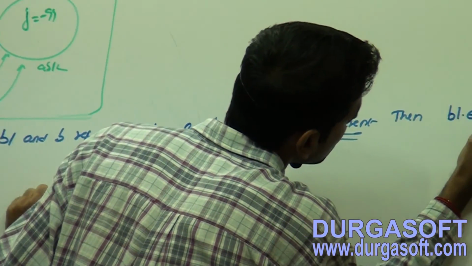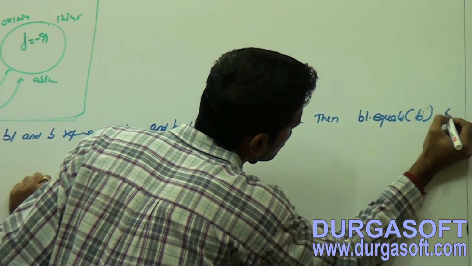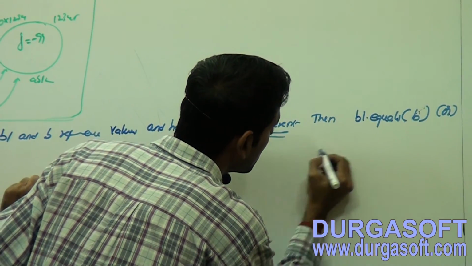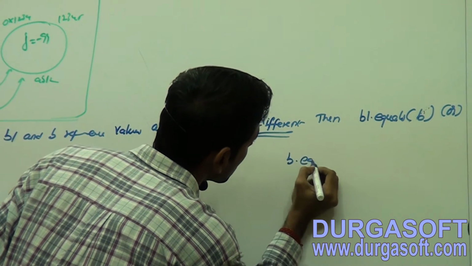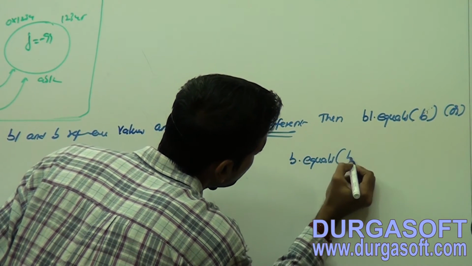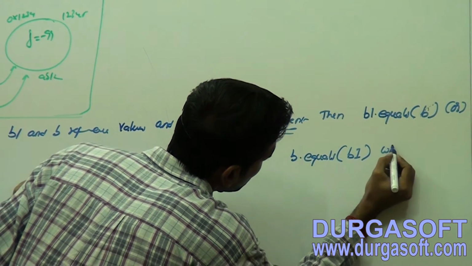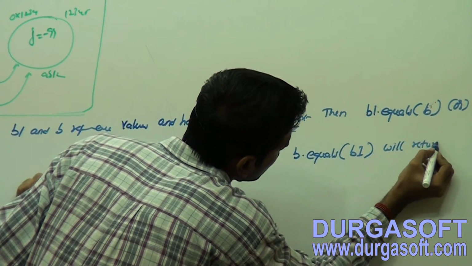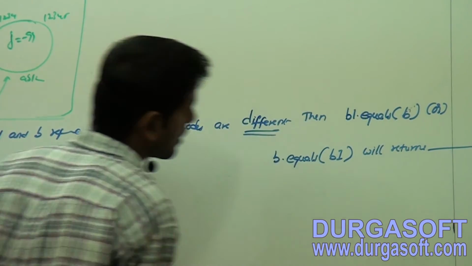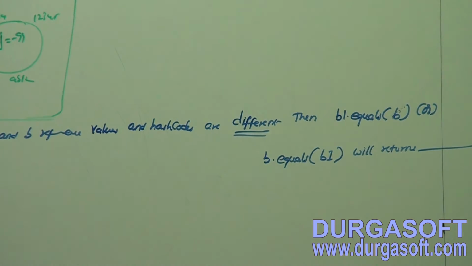Then b1 dot equals of b, or b dot equals of b1, will always return dash. Observe here. Okay, let us do some analysis here.